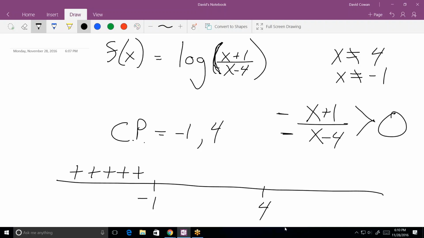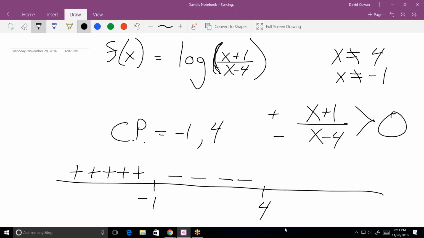Okay. Now pick a number between negative 1 and 4. Pick an easy one like 0. In other words, you could pick 2, but whenever you have a chance to pick 0, always pick it because it makes the math super easy. You can't hardly make a mistake. When you have 0 for x, you get a plus in the numerator, a negative in the denominator. That result is negative. Therefore, everything in that range is negative.